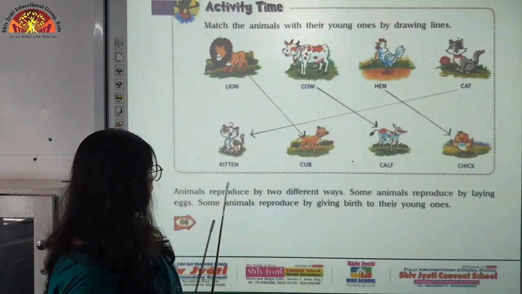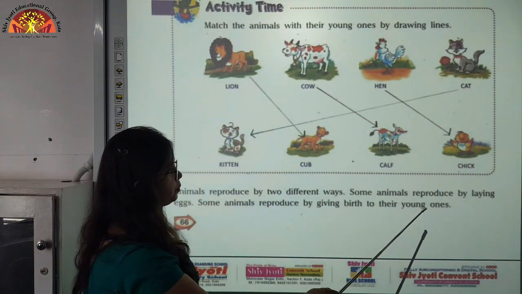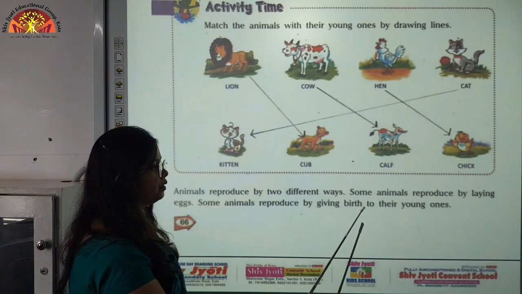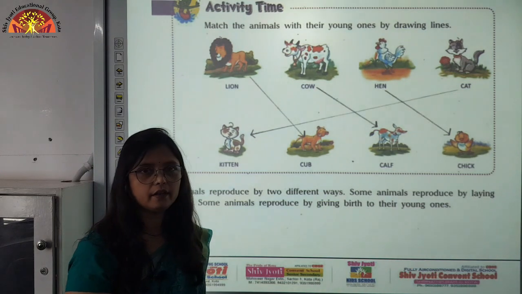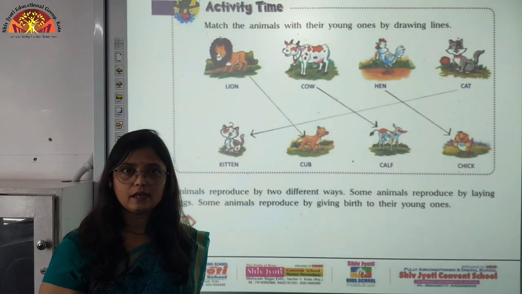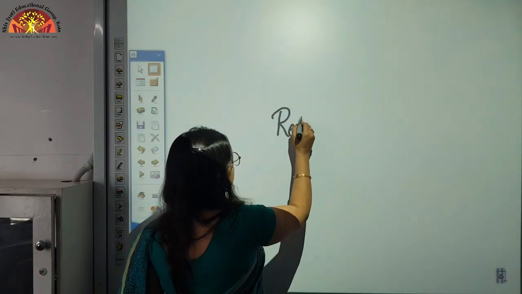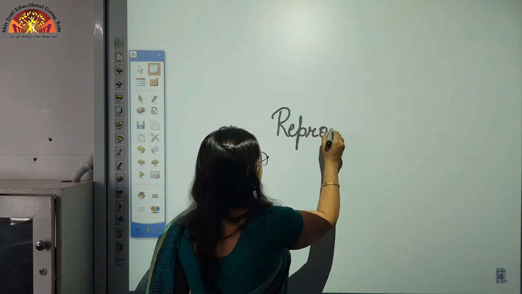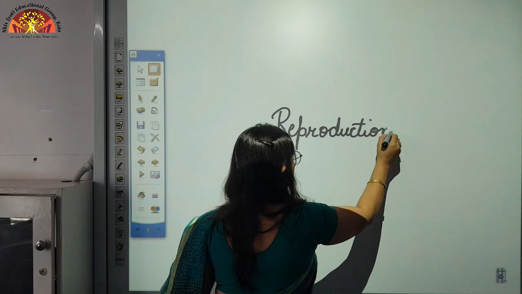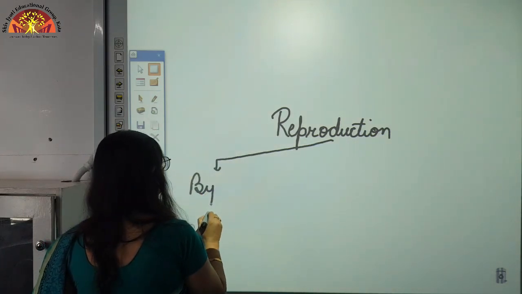Okay children, now animals reproduce in two different ways. Some animals reproduce by laying eggs, some animals reproduce by giving birth to their young ones. So children, there are two ways by which animals reproduce. Now let's see what these two ways are. Animals reproduce by two methods. These two methods are, first is by laying eggs.